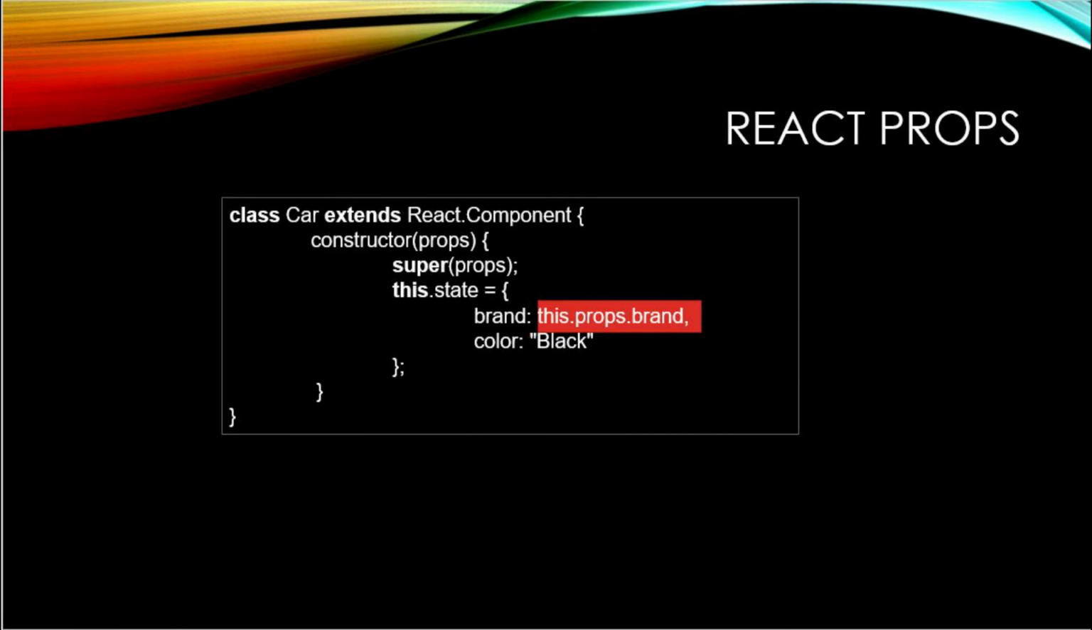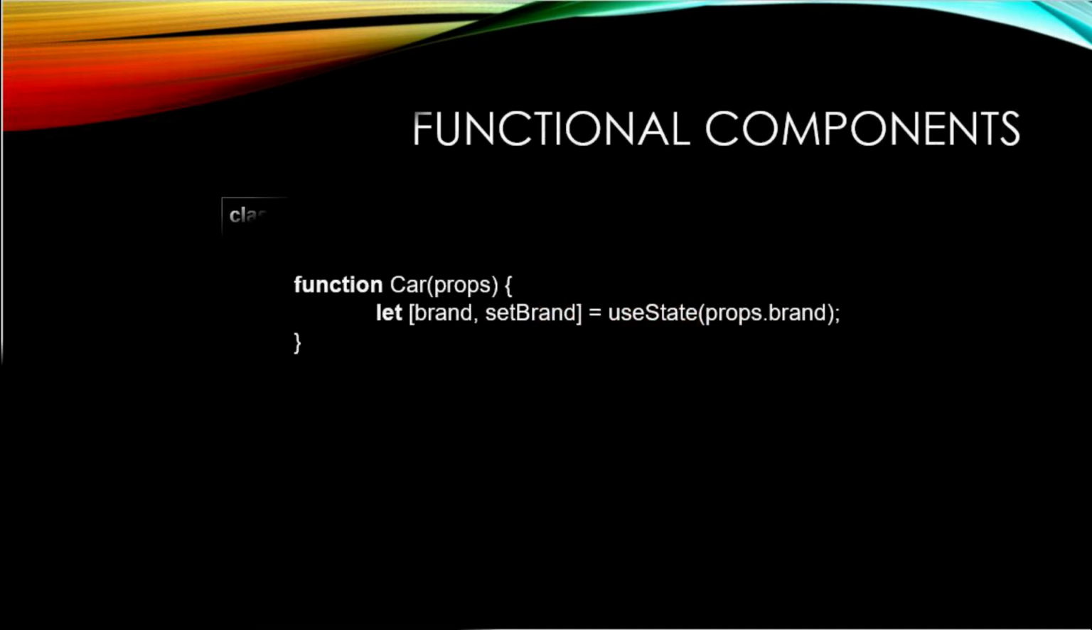We can use this property in another component by using this.props.name of the property. In functional components, we can directly use props as a parameter to it. These props are read-only. They cannot be manipulated or changed inside the component.